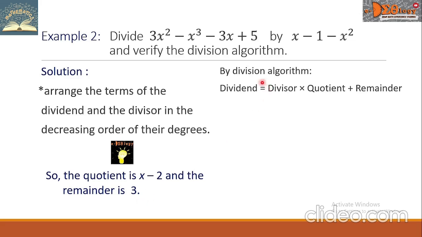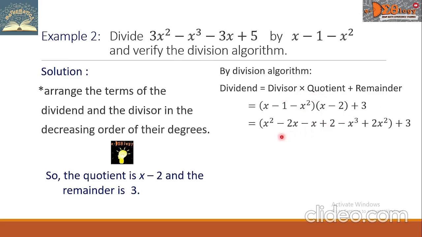Now we check or verify the division algorithm. That is, the dividend is equal to divisor times the quotient plus the remainder. When we substitute the corresponding values, we have this divisor x minus 1 minus x squared. The quotient is x minus 2 plus the remainder plus 3. When we simplify the product of divisor and quotient, we will have this polynomial x squared minus 2x minus x plus 2 minus x cubed plus 2x squared, then the remainder plus 3.